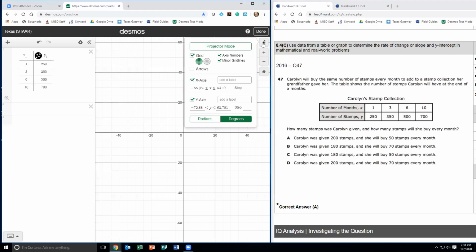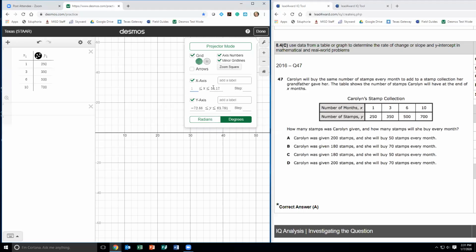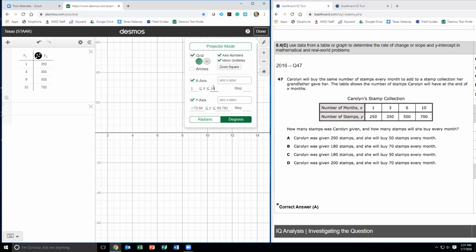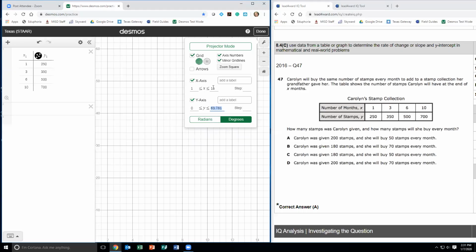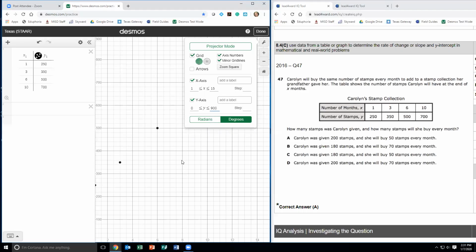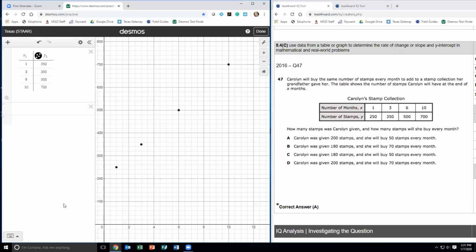So if you want to, you can train your students just to come put your minimums in here. You definitely want to make sure that you're doing this when you're modeling for students so that it's easy to see. So my X's go from 1 to 10. I'm going to go a little bit higher. And then over here, my Y-axis, I'm going to start at 0 just so that they can see it. And then I'm going to go up to 900. So as you can see right here, I can see my graph. Now I can see all of my points.